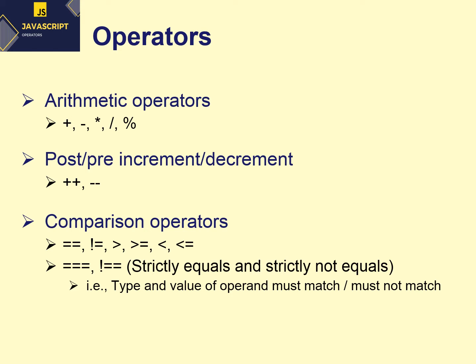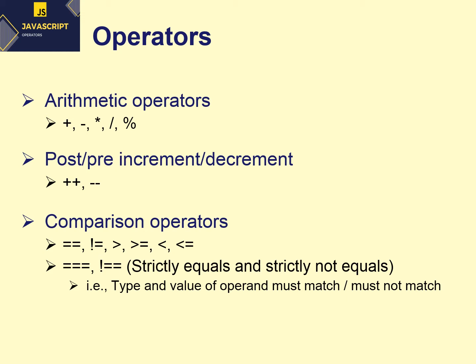In JavaScript, we are having pre as well as post increment operators. For example, plus plus x, it's a pre-increment operator. x plus plus, it's a post-increment operator. Likewise, pre and post decrement operators are there. Minus minus x as well as x minus minus. These types of operators are available in JavaScript.